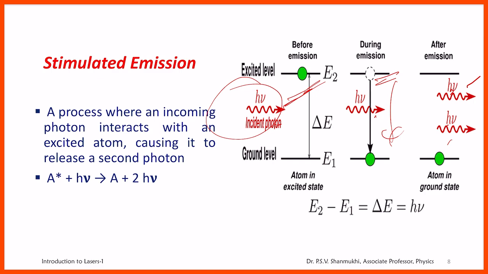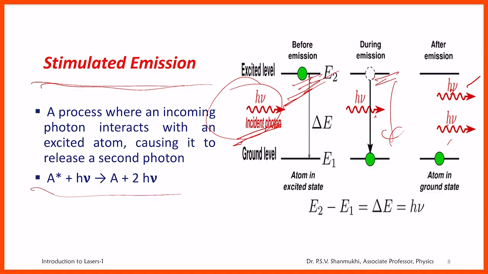Once again, the atom is already in the excited state. It is actually about to come to the ground state, but within the lifetime, a photon of energy h nu is incident, and this is stimulating the atom. As a result, the atom comes to the ground state, emitting 2 photons at a time. This process is called stimulated emission. The incident photon is stimulating, and as a result the atom comes to the ground state, emitting 2 photons at a time.